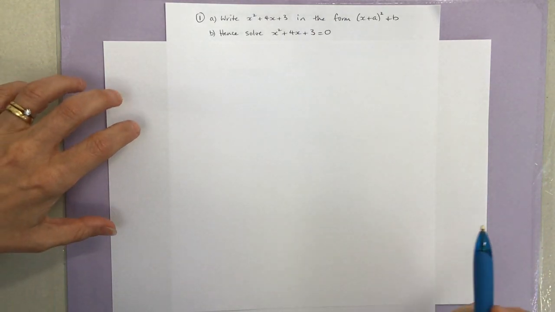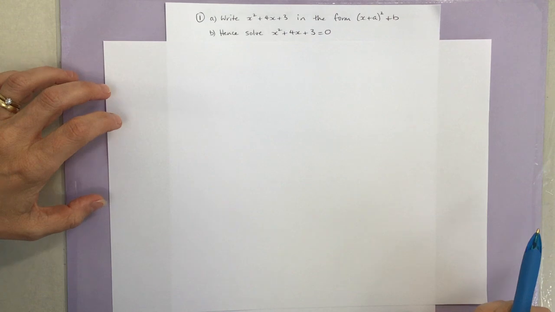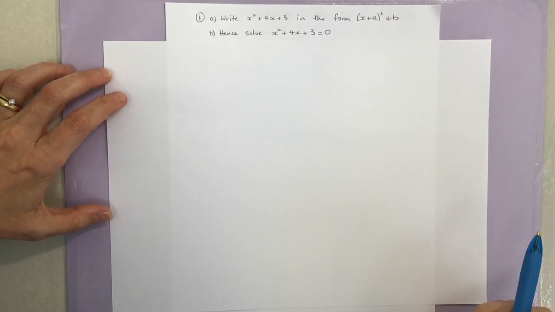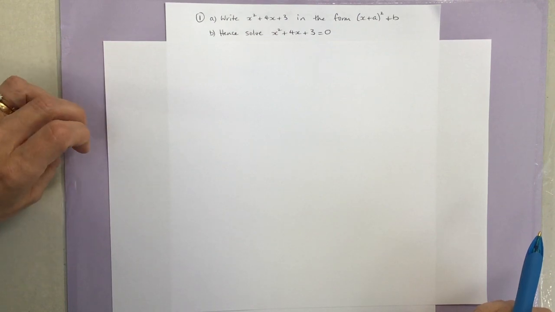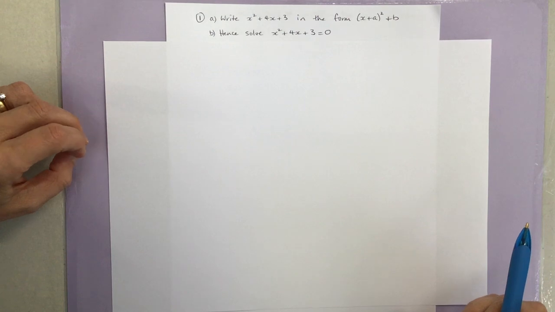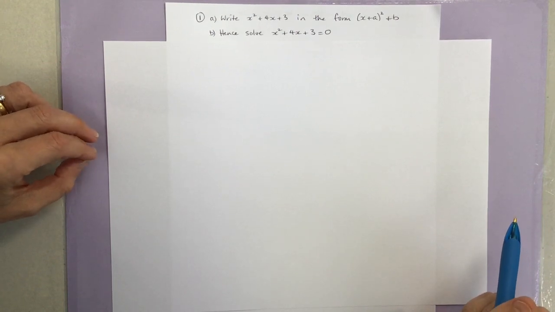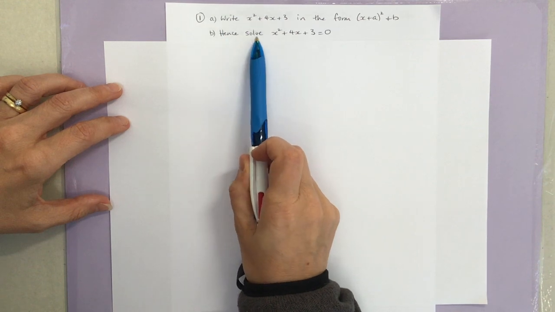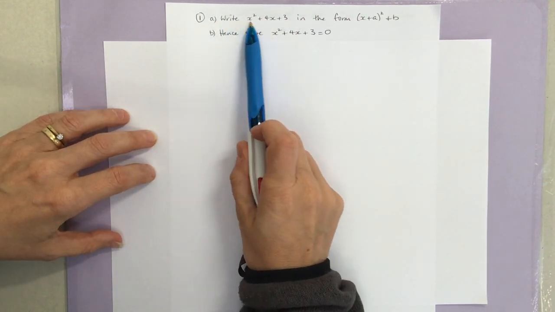Everyone, so we're going to look at some examples of using the method of completing the square to solve quadratic equations, and hopefully you've watched the video from yesterday's lesson which would take you through how to actually complete the square on a quadratic expression. But for this first one, we'll do that again today. We'll do that as part A, and then we'll look at actually solving a quadratic. So let's have a look at this.